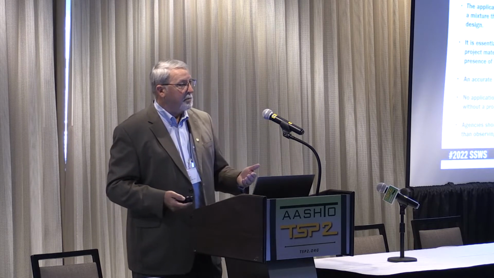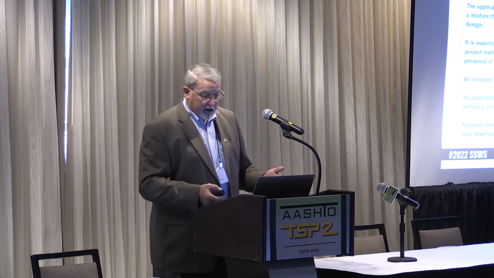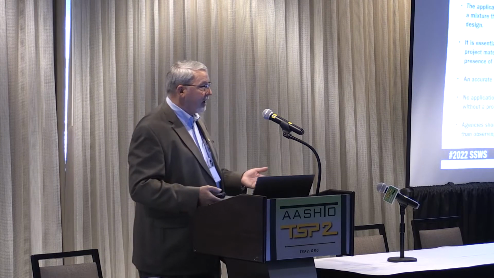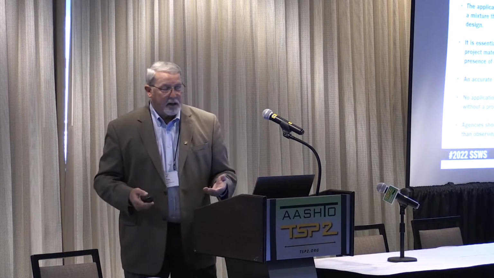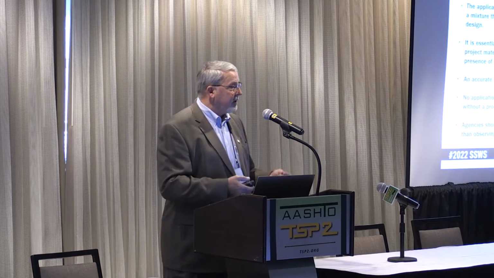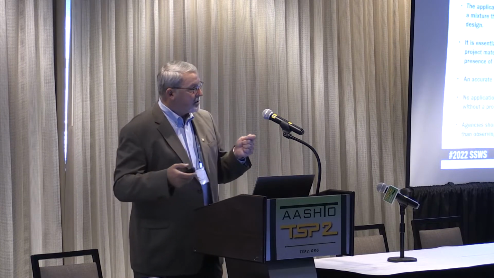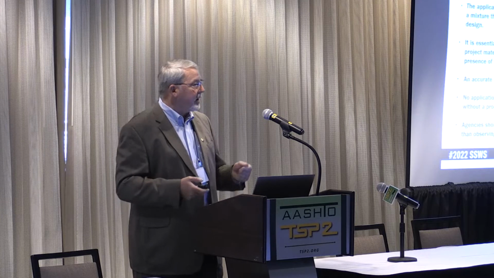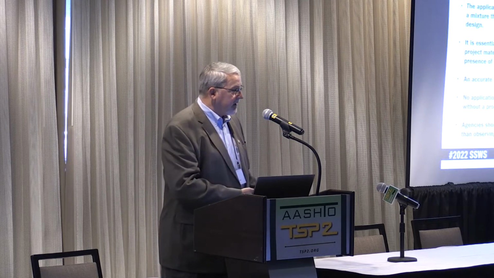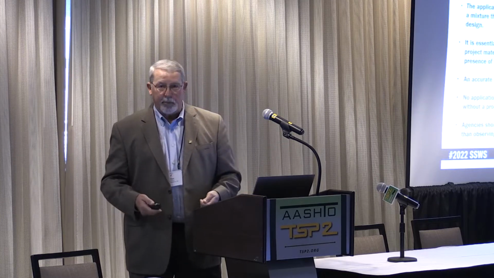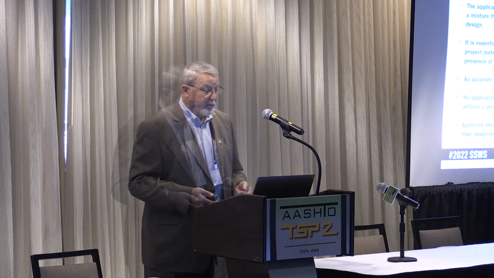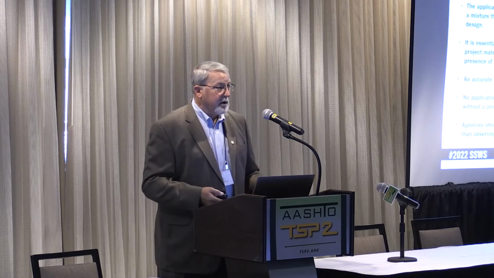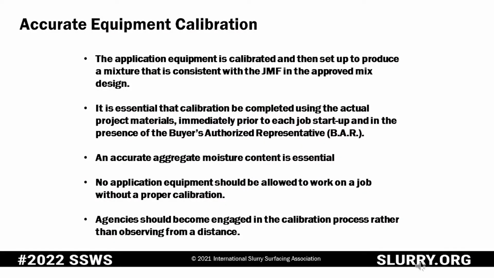From a contractor's perspective, it lets them know if there are any changes in the equipment, which is important. For the agency's perspective, it gives them a nice, warm, fuzzy feeling to know that that equipment has just been calibrated on their project, specifically for their project, and it's going to produce the material in the consistency that the JMF calls for. But to do that, we've got to have an accurate moisture test done when we calibrate.